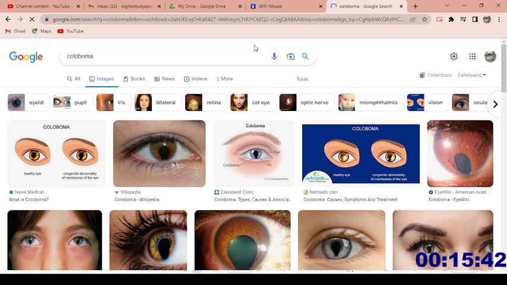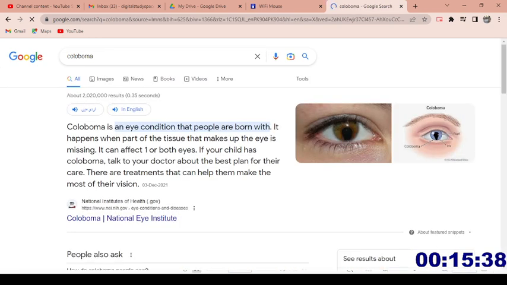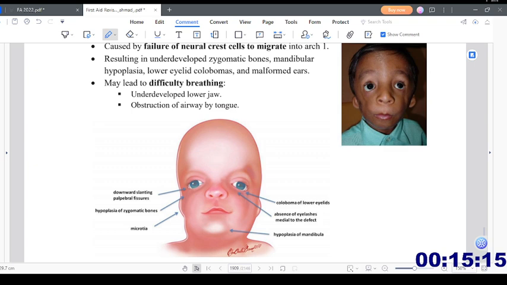a congenital abnormality of the membrane of the eyes. Coloboma is an eye condition that people are born with. It happens when part of the tissue that makes up the eye is missing. It can affect one or both eyes. Okay, so coloboma of the iris is something like that. So this is the coloboma of the iris, as you can see here. If a child has coloboma, they talk to a doctor about the best plan of their care, and the treatment can help maintain vision. So this is something about the coloboma.